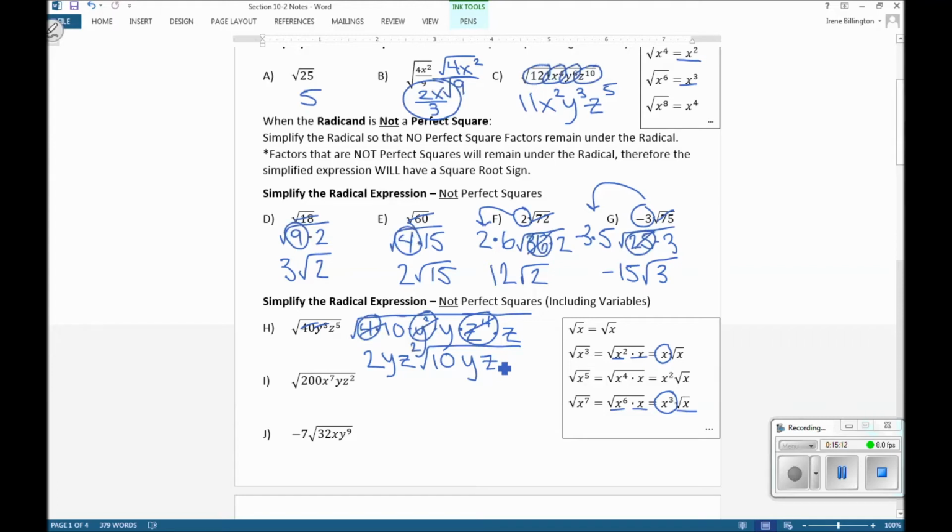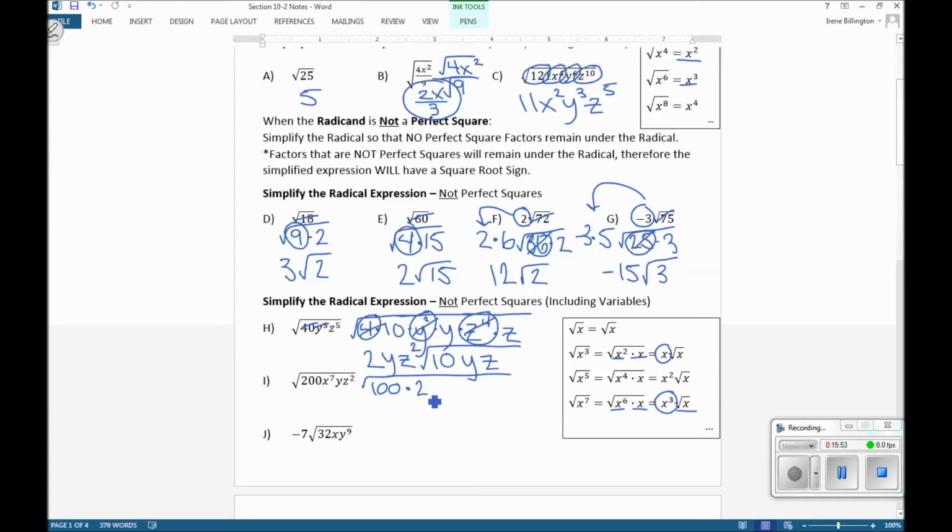Let's do another one. Square root of 200 x to the 7th, y, z to the 2nd. Now, 200, similar to 72 above in example F, has more than one perfect square factor. We know that 4 is a factor of 200, and we know that 25 is a factor of 200. And when we multiply 4 and 25, we get 100. 100 is the largest perfect square factor of 200. So we're going to split 200 into 100 times 2 gives me 200.